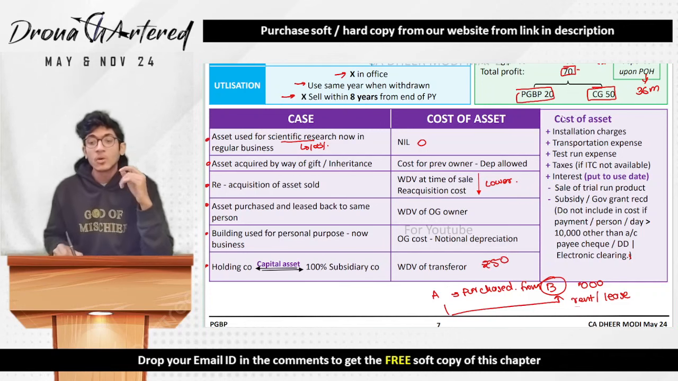Okay, understood? Now, what all things are added to be included in cost of asset and what all things are not?